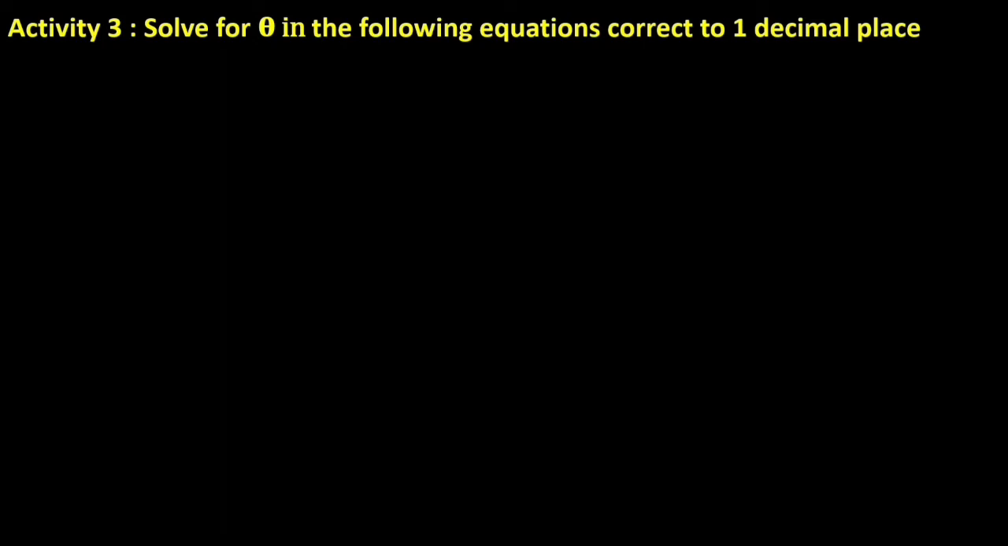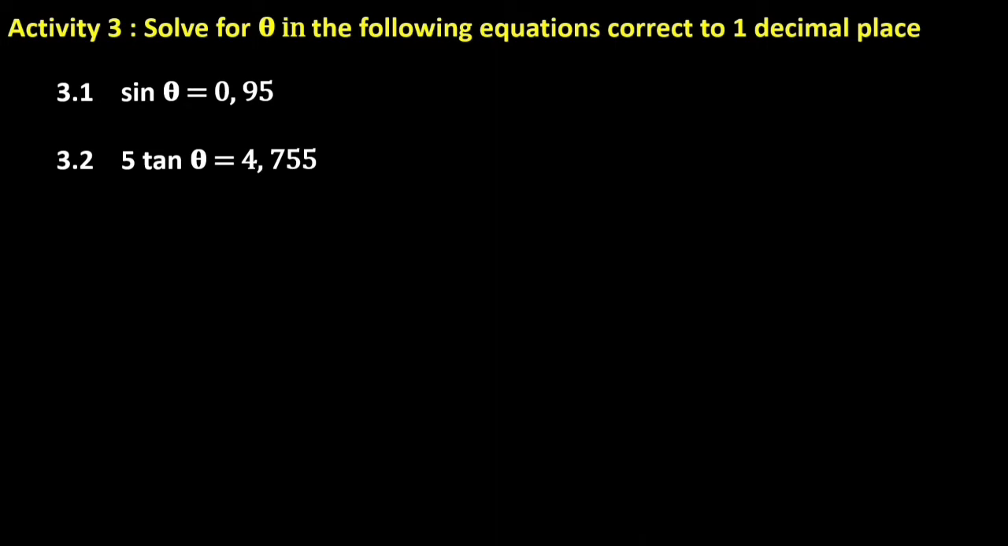Let's move on to activity 3. We're asked to solve for theta in the following equations, correct to 1 decimal place. Remember, solve means find the value of. So in maths and science, when you want to solve for something, we want the value of the variable. 3.1, we're told sine theta equals 0.95, we want the value of theta. 3.2, 5 tan theta equals 4.755, what will be the value of theta?